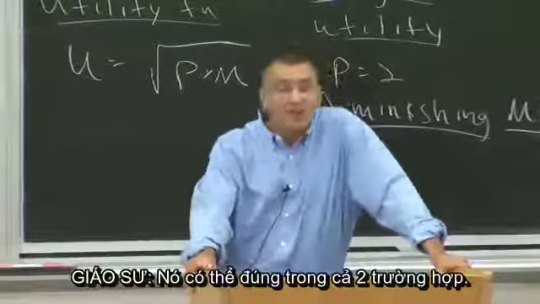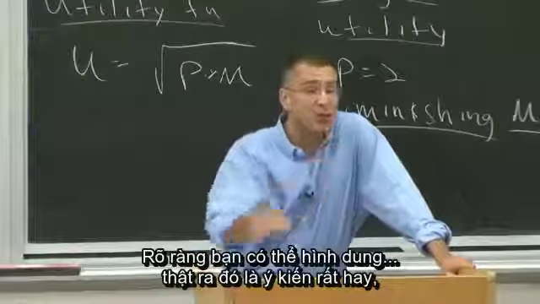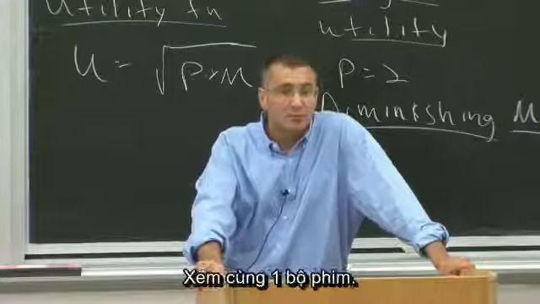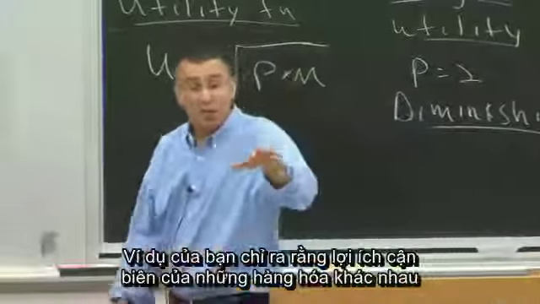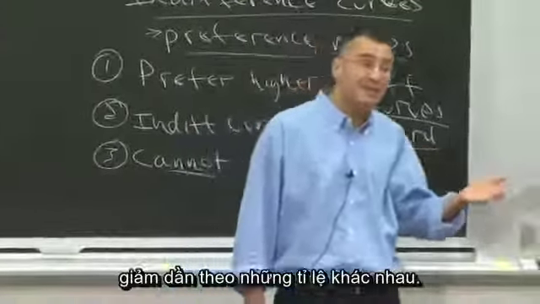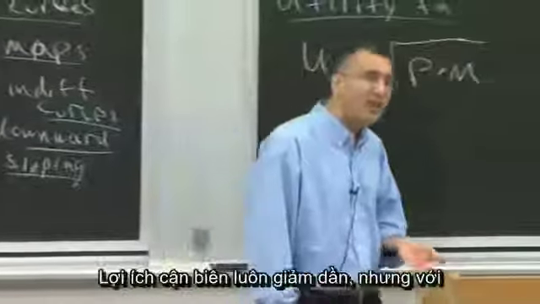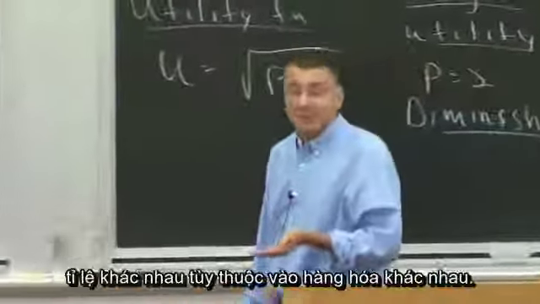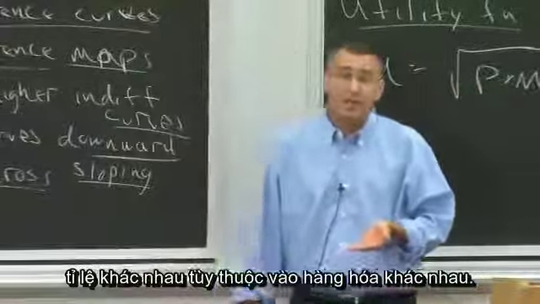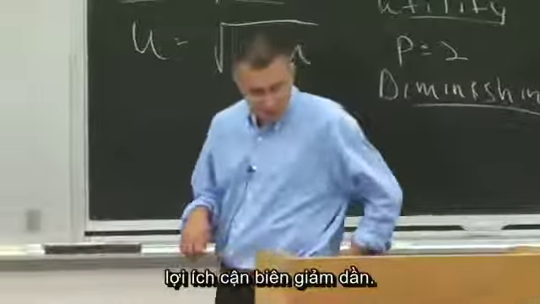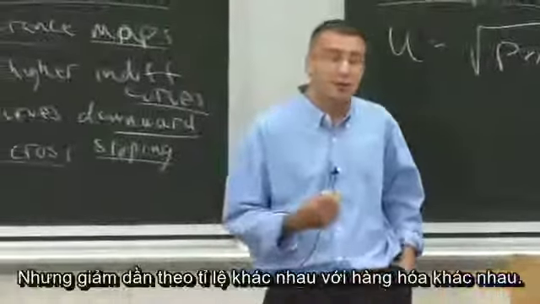It would work in both cases. Clearly, you can imagine, and it's a very good point, where do you think your marginal utility would diminish more? Seeing the same movie. So what your example points out is that different goods will have different rates of diminishing marginal utility. Marginal utility will always be diminishing, but at very different rates for different goods. So the general principle is that there'll be generally diminishing marginal utility, but at different rates for different goods.